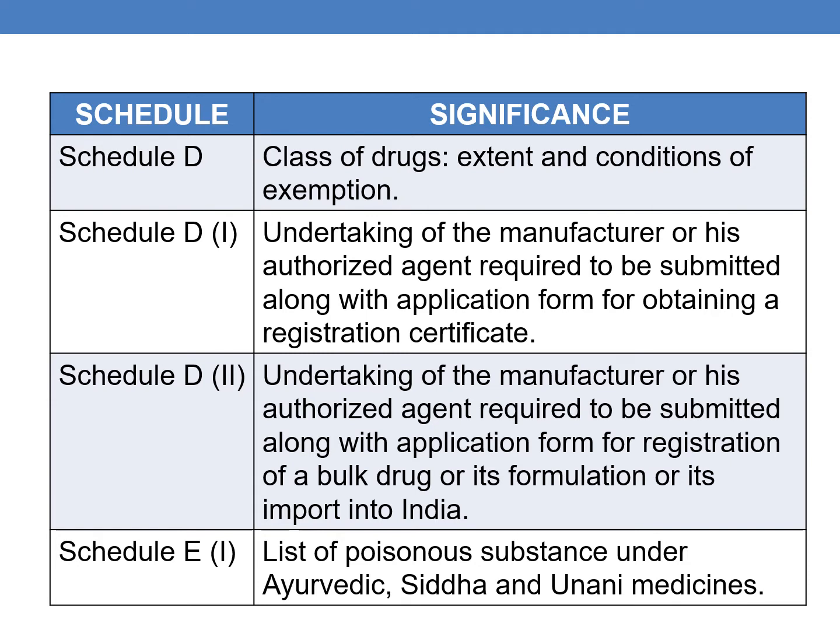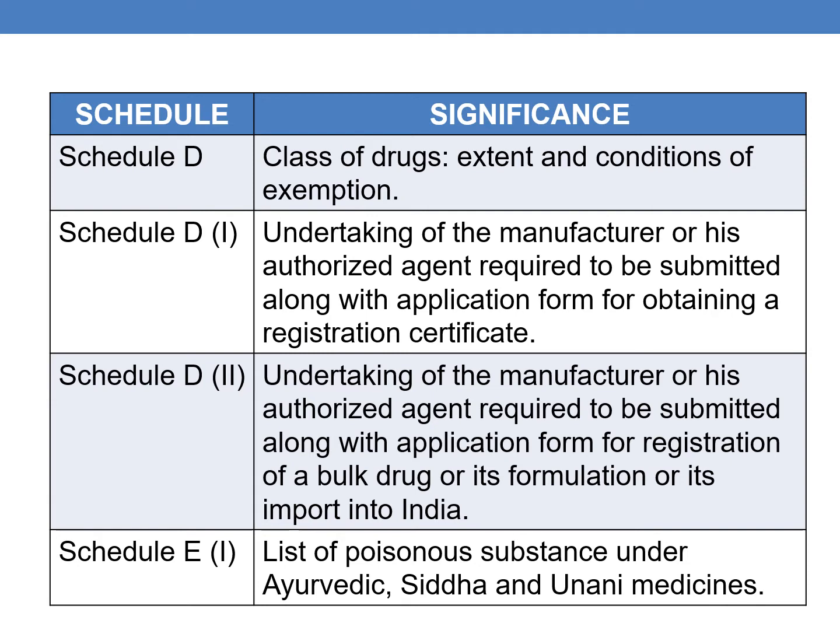Coming to Schedule D1, it deals with undertaking of the manufacturer or his authorized agent required to be submitted along with application forms for obtaining a registration certificate. Coming to Schedule D2, it deals with undertaking of the manufacturer or his authorized agent required to be submitted along with application form for the registration of bulk drug and for its formulation or import into India. So D2 deals with bulk drug or its formulation or its import into India.